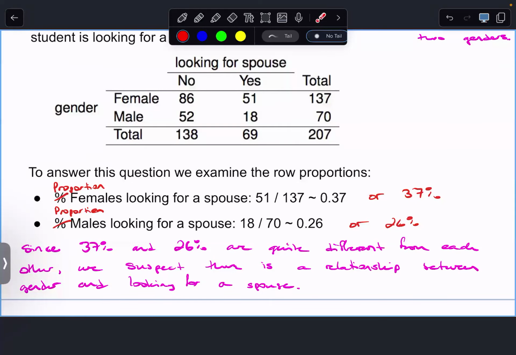If, let's say, on average, 30% of females are looking for a spouse and 30% of males are looking for a spouse, that's okay. Then they're relatively the same still, right? And so what would it mean for the flip side? It would mean 70% are not looking for a spouse in the females and 70% are not looking for a spouse in the males, right? And so they don't have to be evenly distributed, right? Just similar across the groups, right? Across the genders in this case.